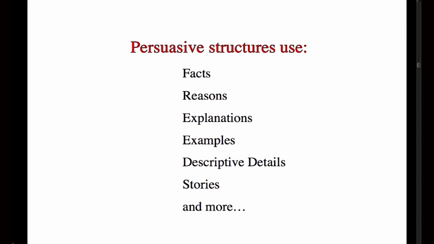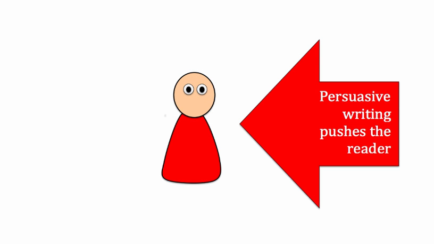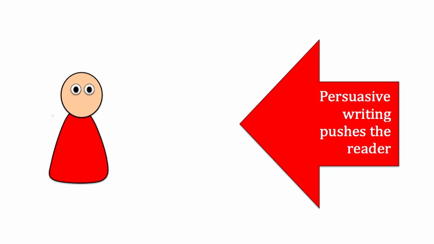We'll use the same elements we did for the informational structure. We'll use facts, details, explanations, examples, and sometimes even stories. But our goal is to convince them that we are right. It is not sufficient to present. The writing should push the reader in one direction.